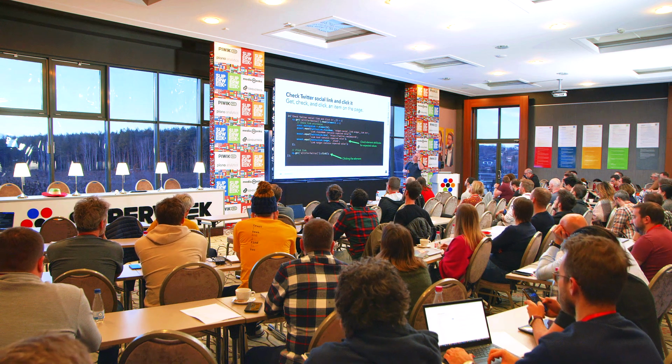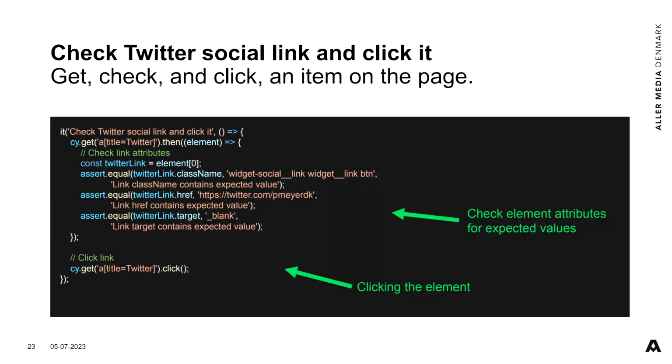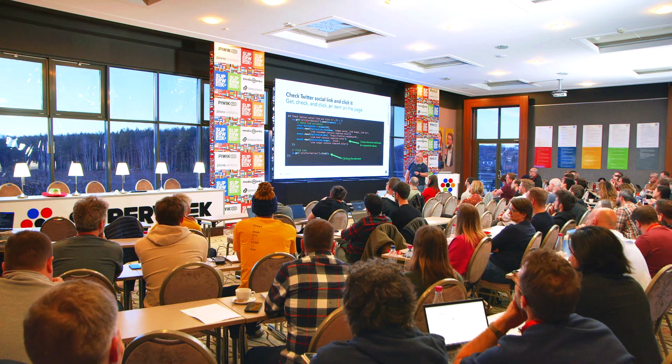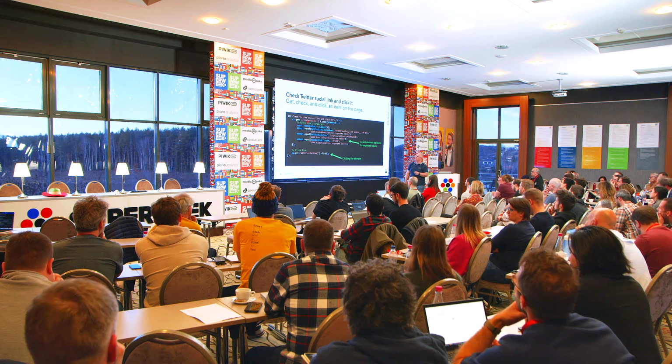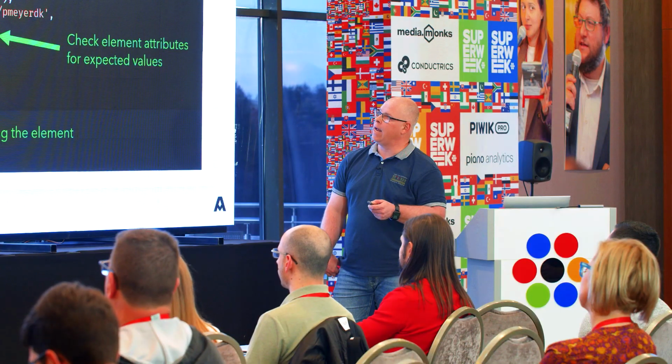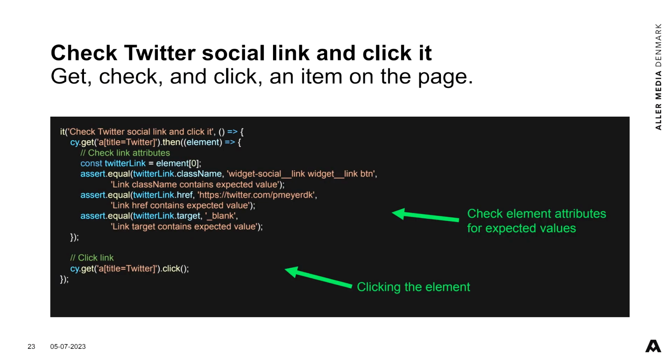So if we look at the check Twitter link one, it gets to be a little bit more complicated. But if you know JavaScript, I wouldn't say so much. Check Twitter social link and click it. If we look at the startup here, I just gave it a name, exactly the same as what I just said. Then I'm getting the item, and I know that's an A HTML tag with this title in the HTML. Then I do something with it. If I get this item, I'm saying I expect the class name to be this value. And if it is, then return this text.